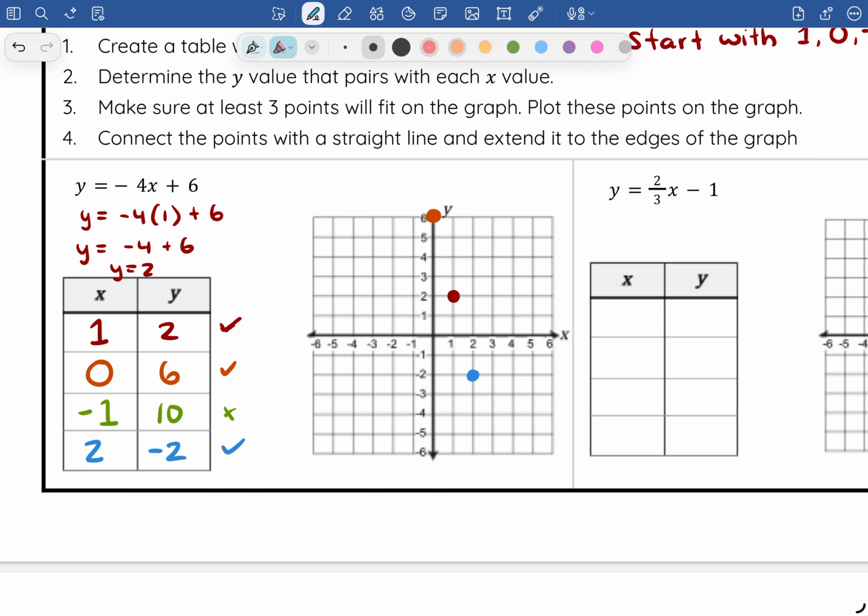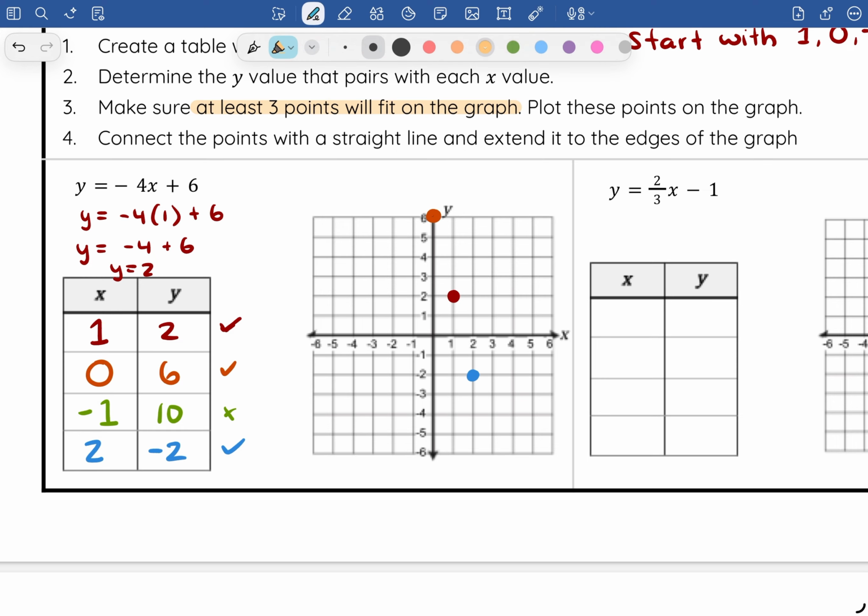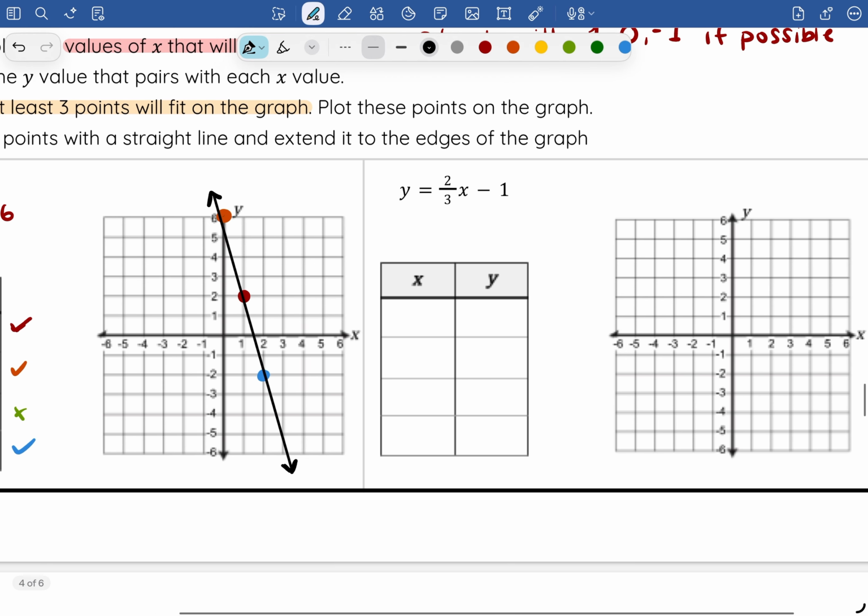So again, we're making sure that we have at least 3 points that will fit on the graph. And now we want to connect the points with a straight line with your ruler and extend it to the edges of the graph. I really like it when you extend the line so that the line goes through the points and all the way through the grid, and then you can put the little arrows outside of the graph itself. This shows that it goes on forever and ever in those directions.